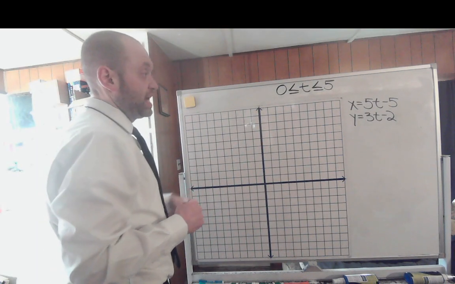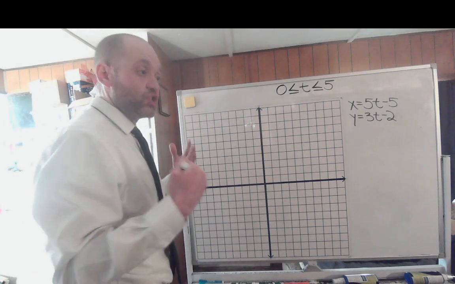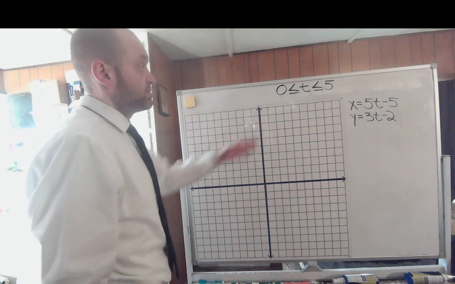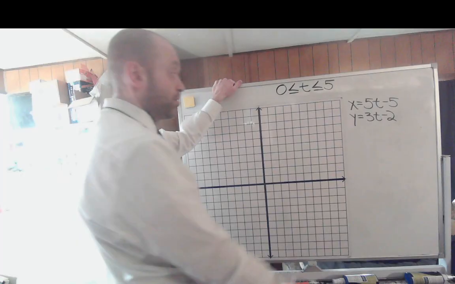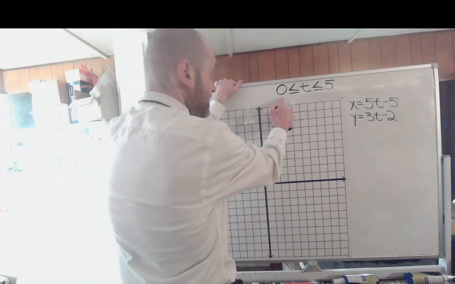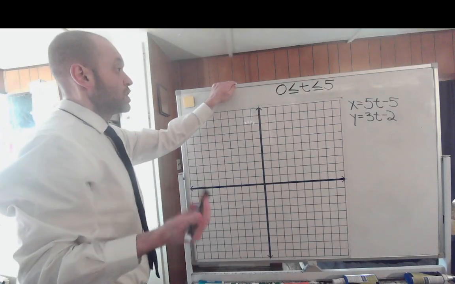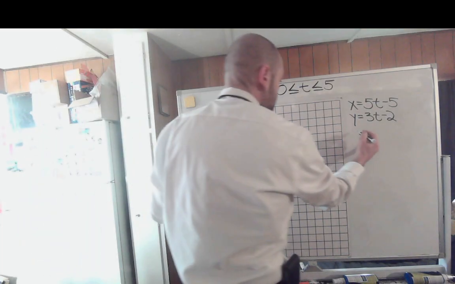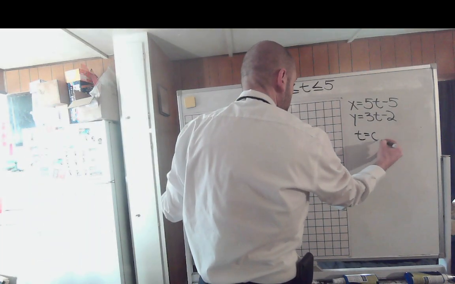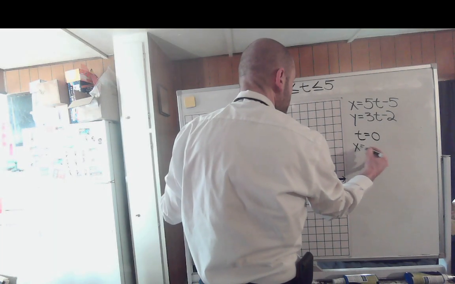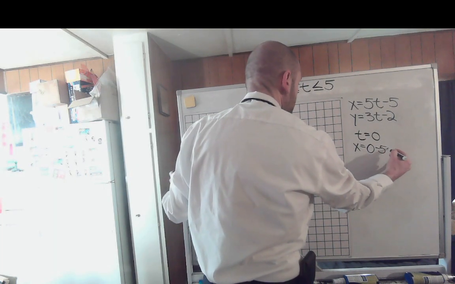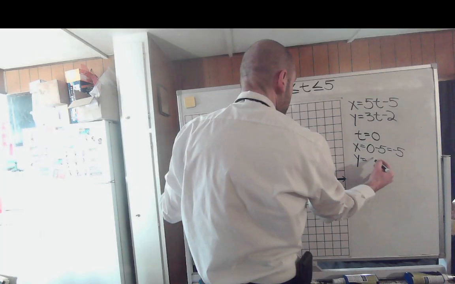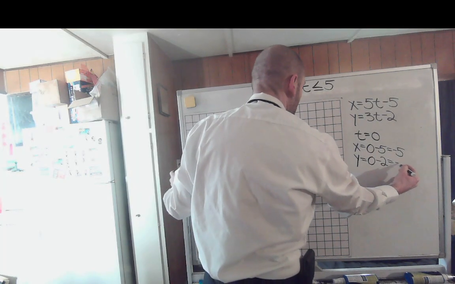Now, we probably don't have to do all 5 points. I was just doing that to draw a nice smooth graph. You can do as many points as you want in between, but bare minimum you need 2 points, at least the beginning and the end. So, let's see, what about when t is 0? If we put in 0 for t, we would get x equals 0 minus 5, which would give you x at negative 5. And then for y, you would end up getting 0 minus 2, which would give you y as negative 2.